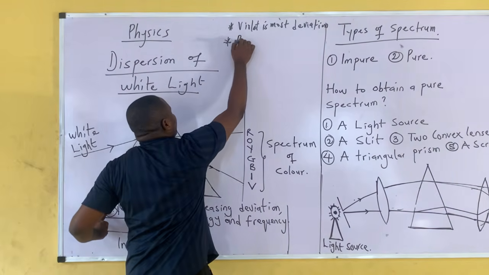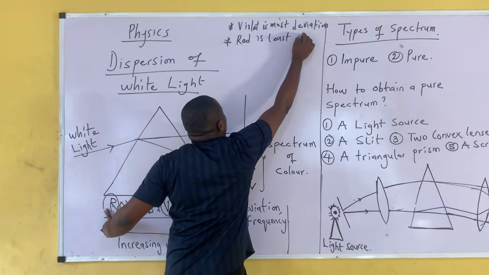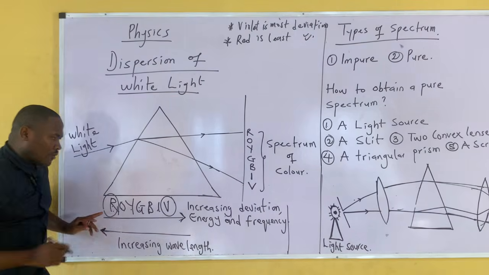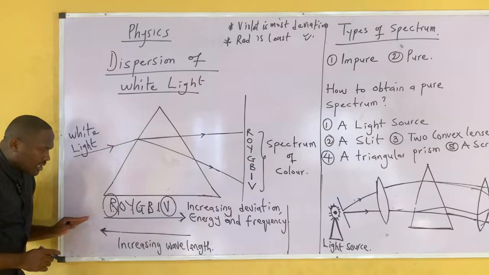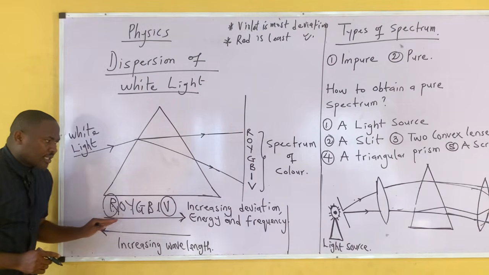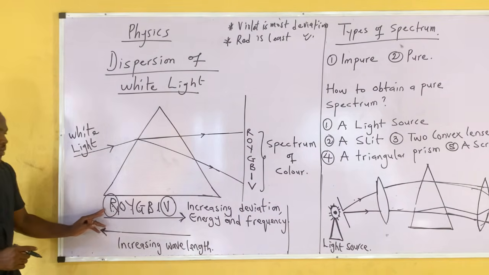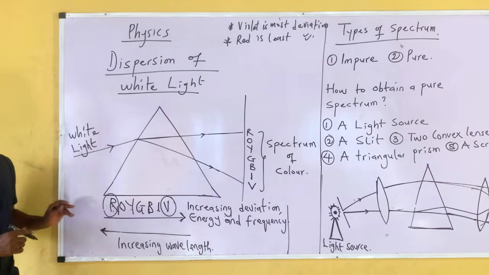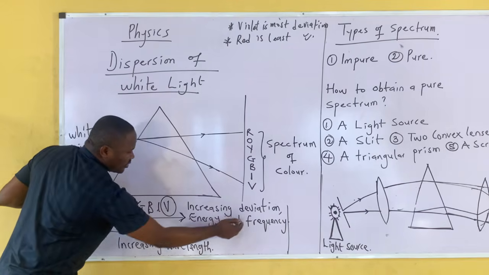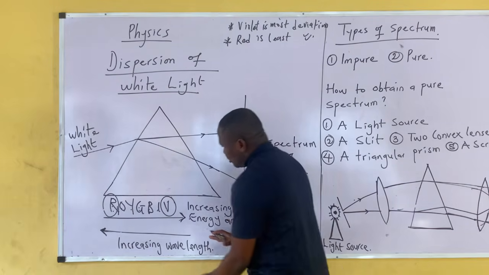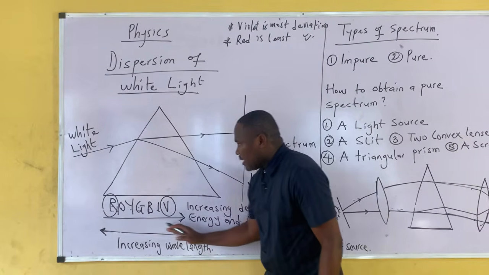So I'll come again. Red is least deviated. Take note of this. As we go in this direction, violet is increasing. As we go in this direction, there's an increase in deviation. So violet is most deviated, while red is least deviated. What again is increasing in this direction? Energy and frequency. But as we come in this direction, it means wavelength is increasing in this direction.